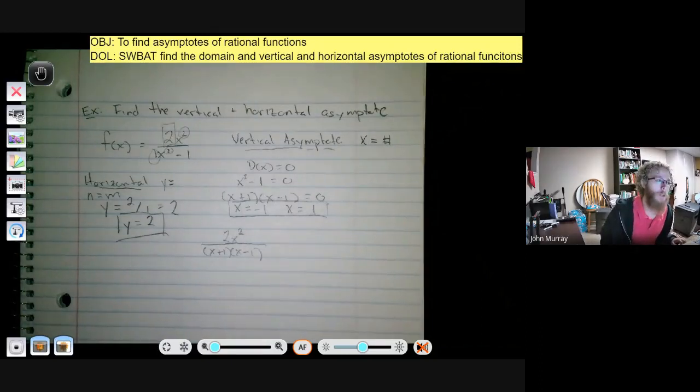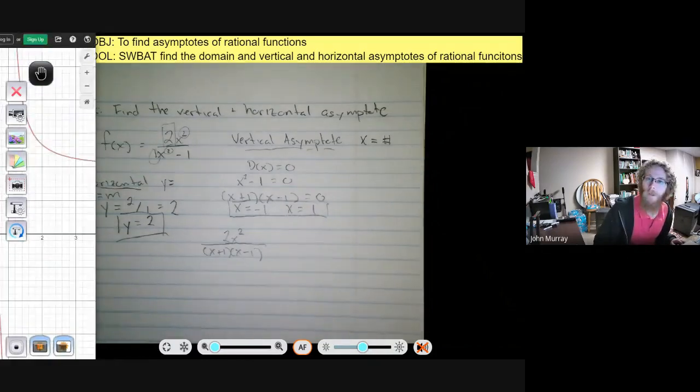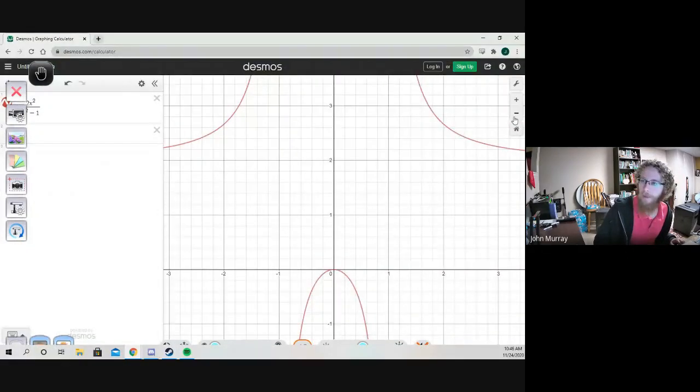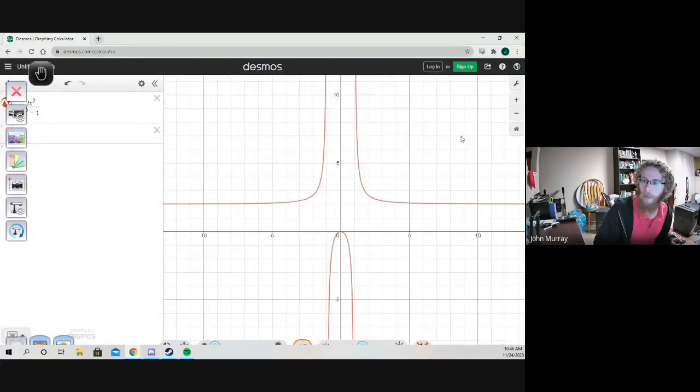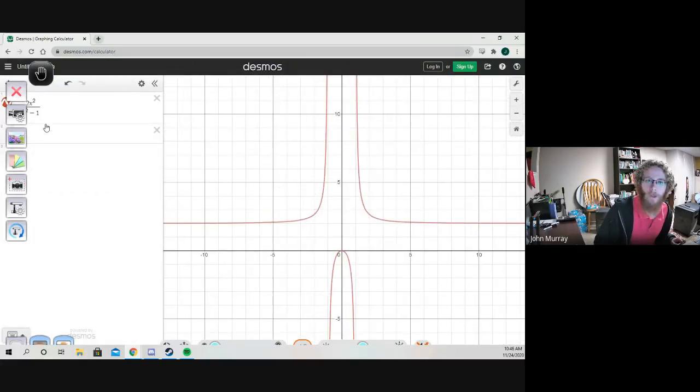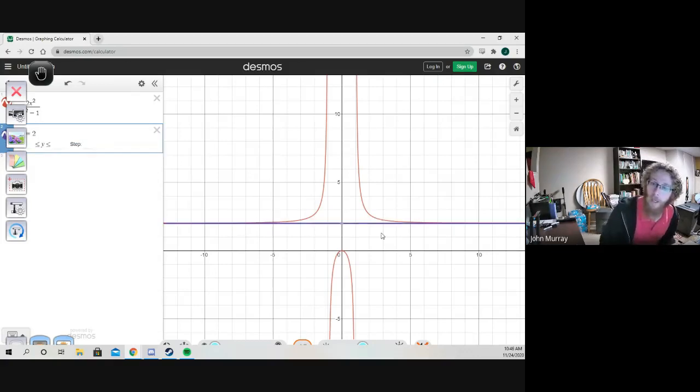So we still got 2x squared, and I'm just changing this to x squared minus 1. All right, so here's our graph. Let me zoom out a little bit. So we had our horizontal asymptote at y equals 2. And there's that line where, so this one's a little different because we have squared, so you kind of have that parabola built in. We'll take a look at some others in a minute.